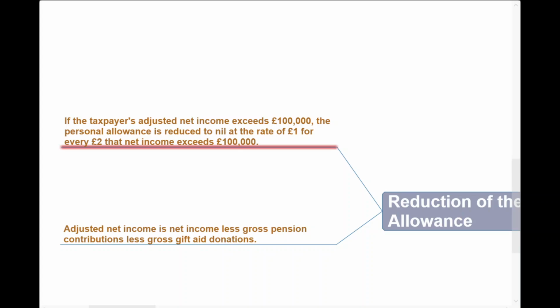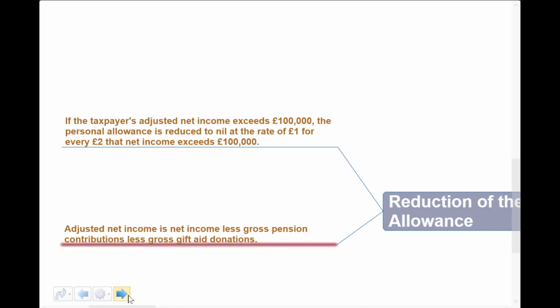So in effect, what we're saying is you don't deserve to have a personal allowance that says someone who is earning £7,000 a year or £10,000. You don't deserve it because you're earning so much money. So nothing complicated with this at all. But what do we mean by adjusted net income? Because in the computation, we just saw net income, didn't we? Adjusted net income means net income less gross pension contributions and less gross gift aid contributions.